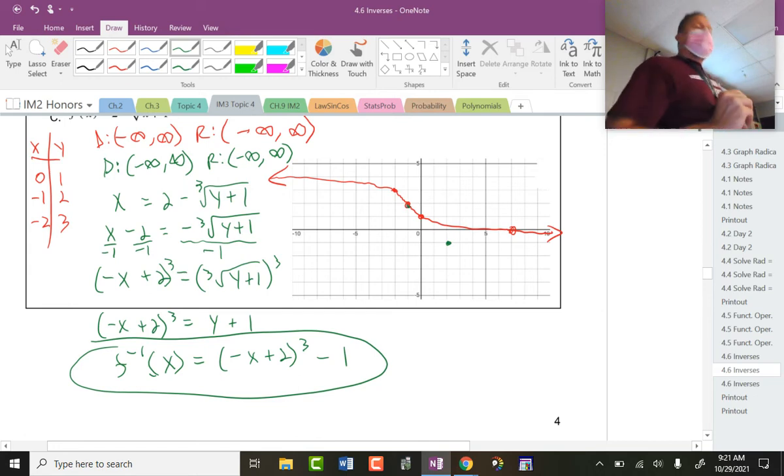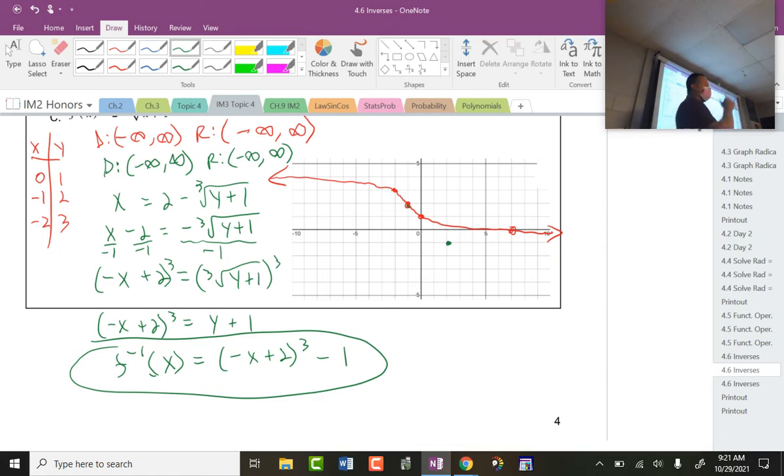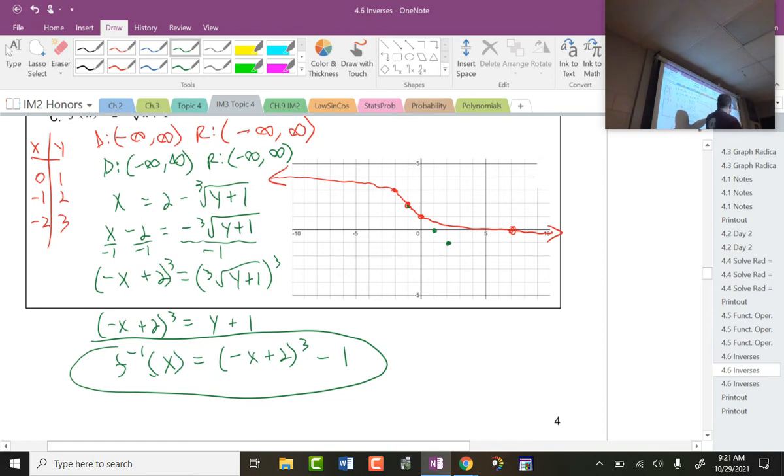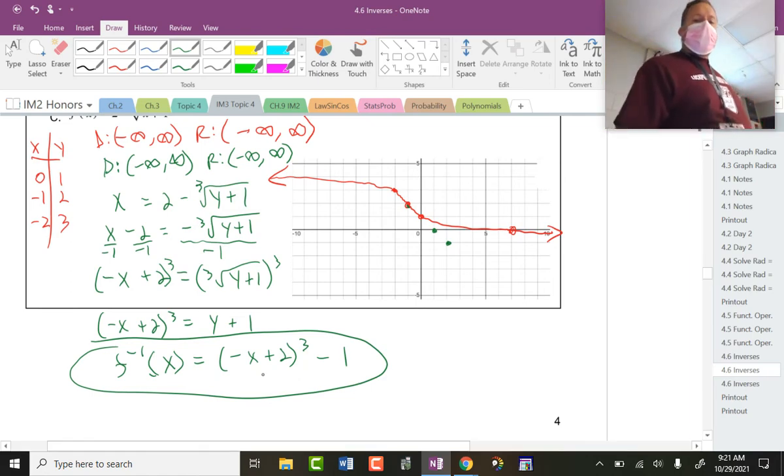That's this point's symmetrical brother or sister. So therefore, if I plugged in 2, I'm going to plug in 1 and 3. Negative 1 plus 2 is 1. 1 cubed is 1. 1 minus 1 is 0. So I plugged in 1, and I got 0. Notice this is the symmetrical brother or sister of that point: 0, 1. And then negative 3 plus 2 is negative 1. Cubed is negative 1. Negative 1 minus 1 is negative 2. 3, negative 2. And then I'm going to cheat.